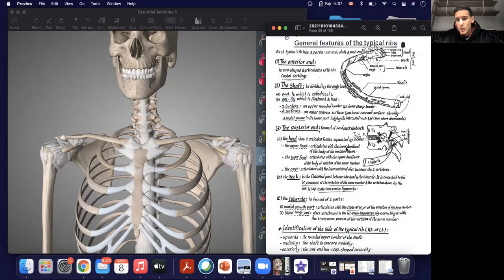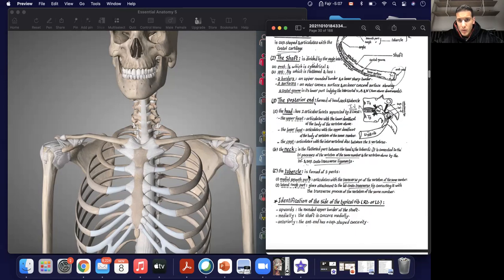The upper facet articulates with the lower demifacet of the body of the vertebra. Demifacet is a fancy name just to refer to the articulation surface of the vertebra. So the upper one right here articulates with the lower demifacet of T4. The lower facet of the head of the rib articulates with the upper demifacet of T5. The crest articulates with the intervertebral disc. We already mentioned this.